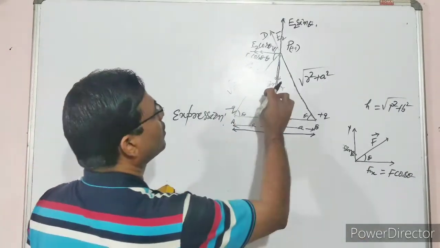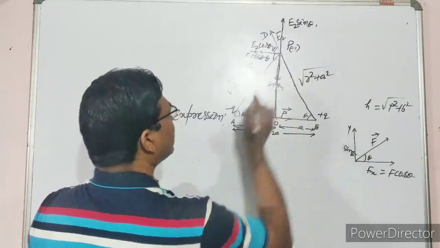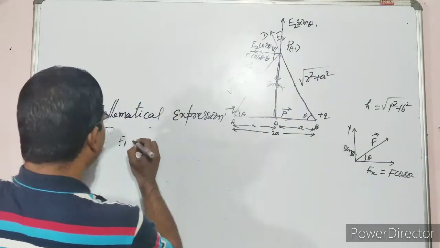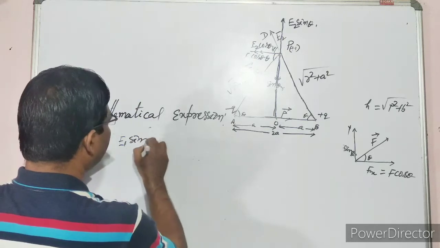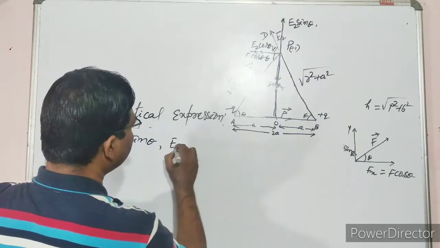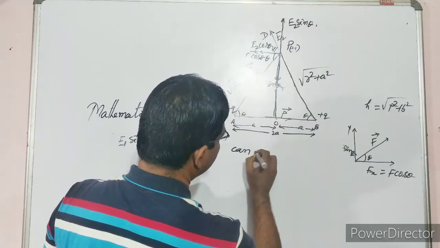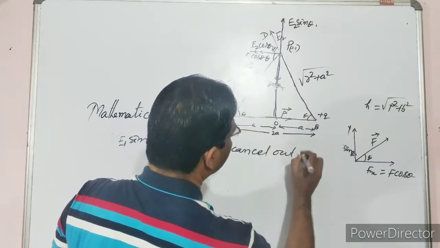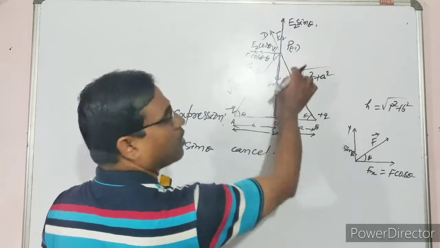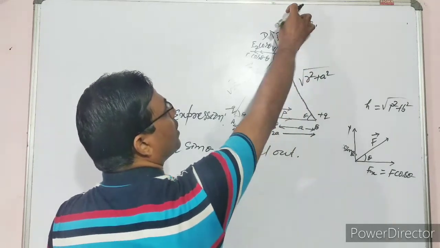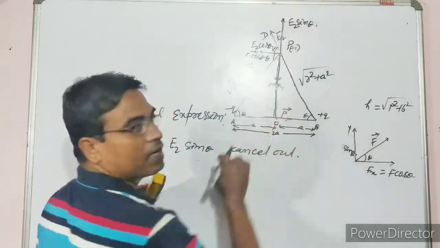What I told: E1 sin theta and E2 sin theta cancel out due to being equal and opposite. This one is vertically downward, and this one is vertically upward.